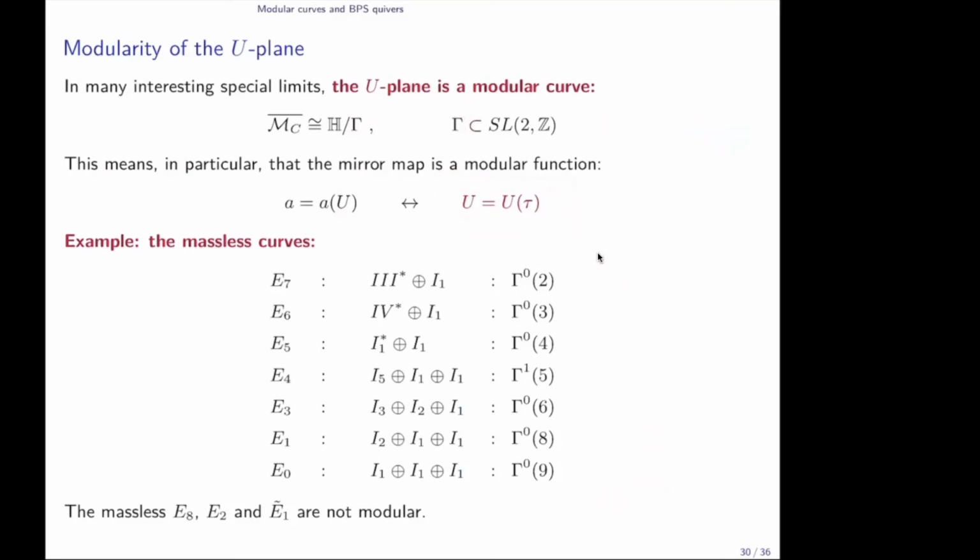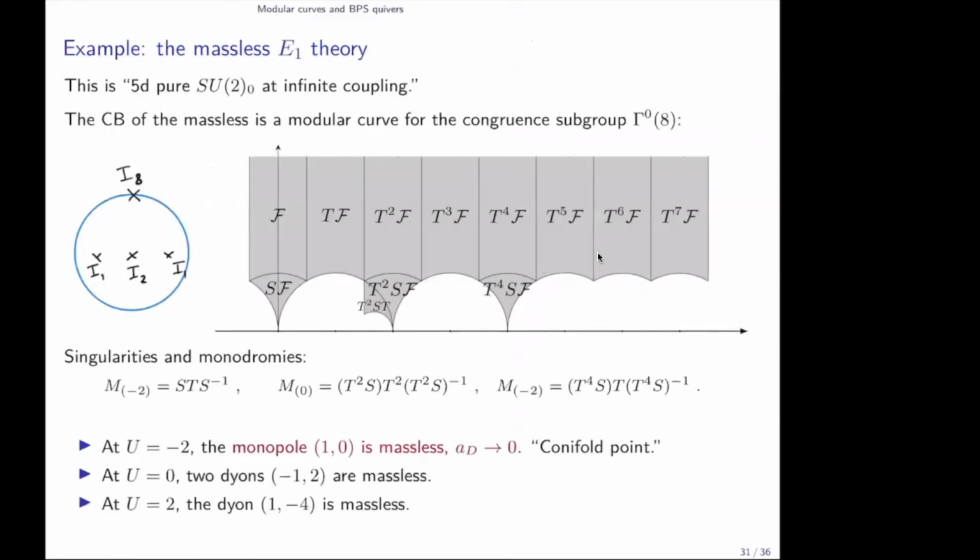So those are examples for the massless curve in 5D. They're all modular curves for particular groups. For instance, the E7 theory is Gamma_0(2). I give an example here. The so-called E1 theory, which is the 5D completion of pure SU(2) with 0 theta angle, is a modular curve for Gamma_0(8). The fundamental domain for it is written here. Gamma_0(8) in particular has index 12 in SL(2,Z), so you see that there are 12 wedges of SL(2,Z) glued together.